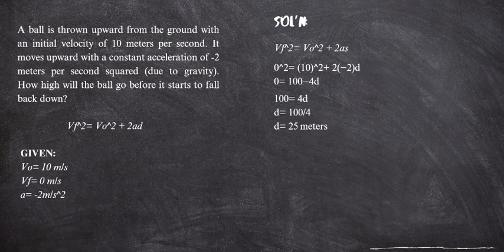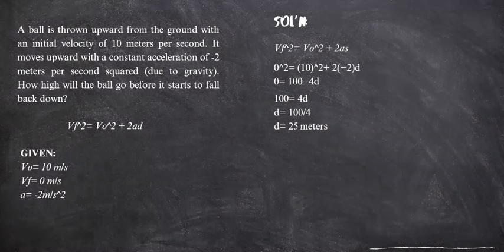In this case, we use the equation Vf squared equals Vo squared plus 2AD to solve for the height. The ball's velocity becomes 0 meters per second at its highest point, which is when it stops going up and is about to fall down. We also use the acceleration due to gravity, which is negative because it slows the ball down as it rises. So the result gives us the height the ball reaches before reversing its direction and coming back down.